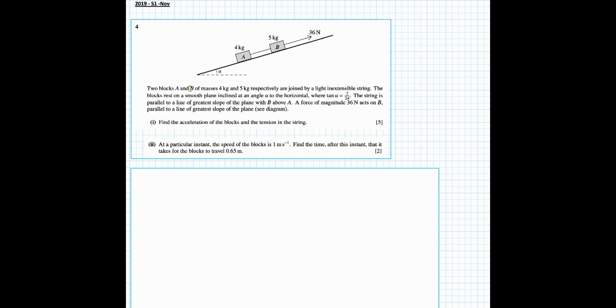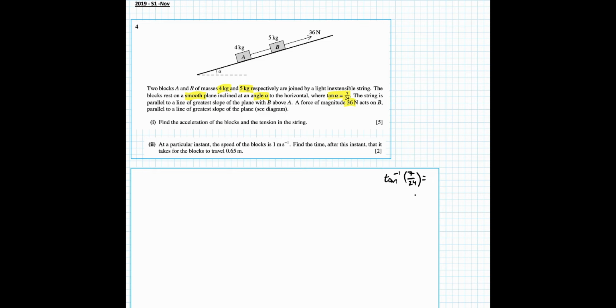In this question, we have two blocks on an incline. Two masses there of 4 kilograms and 5 kilograms. It's a light, inextensible string. It's a smooth plane, so there's no friction. An angle of tan, 7/24. And we have a force of magnitude 36 newtons acting on our B block there. So we're also given details about the line of greatest slope and so on. We'll get to that. So again, as often, find the acceleration and the tension in the string, and then there's a follow-up question on that.